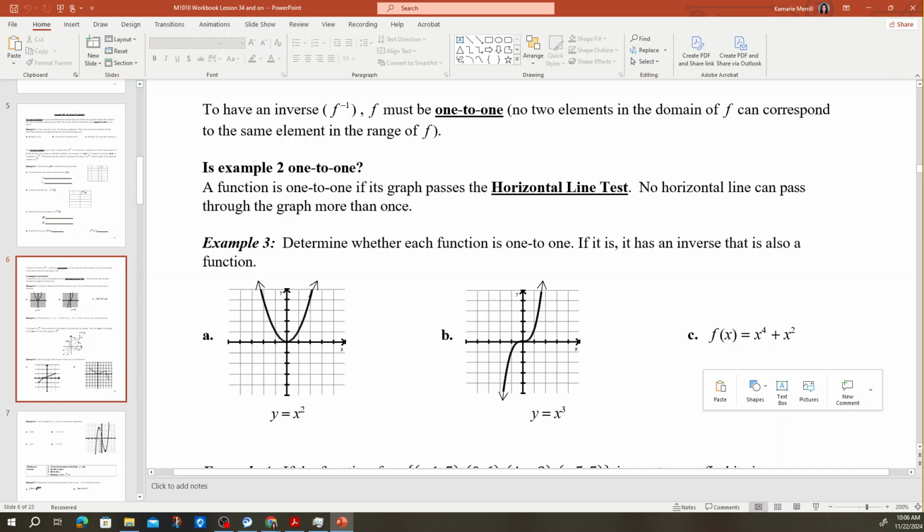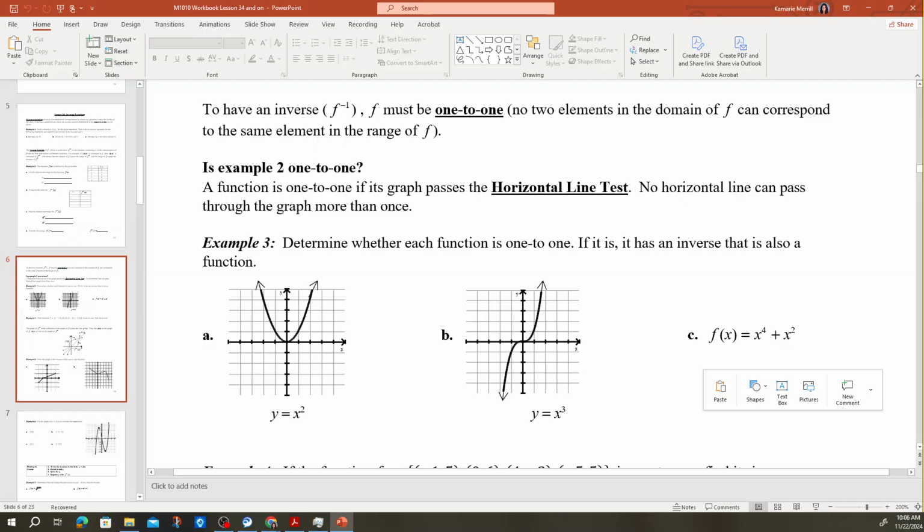For example, go back to example 2, just a second ago. Is example 2 a one-to-one function? Do you guys see anything that maps from the domain to the range twice? Does anybody see anything twice? Or do you guys think it's a one-to-one function? Yeah, it is a one-to-one function.